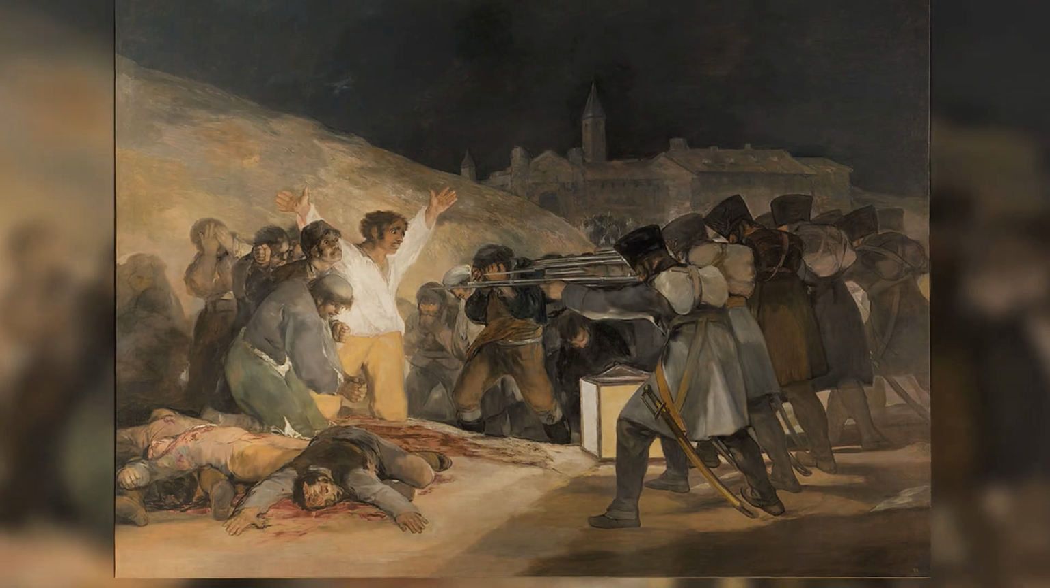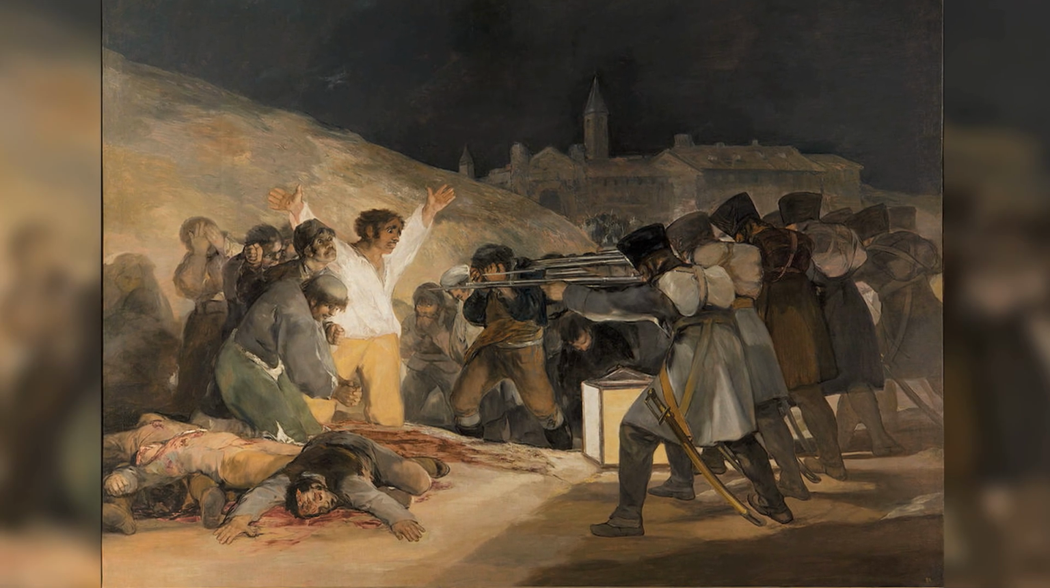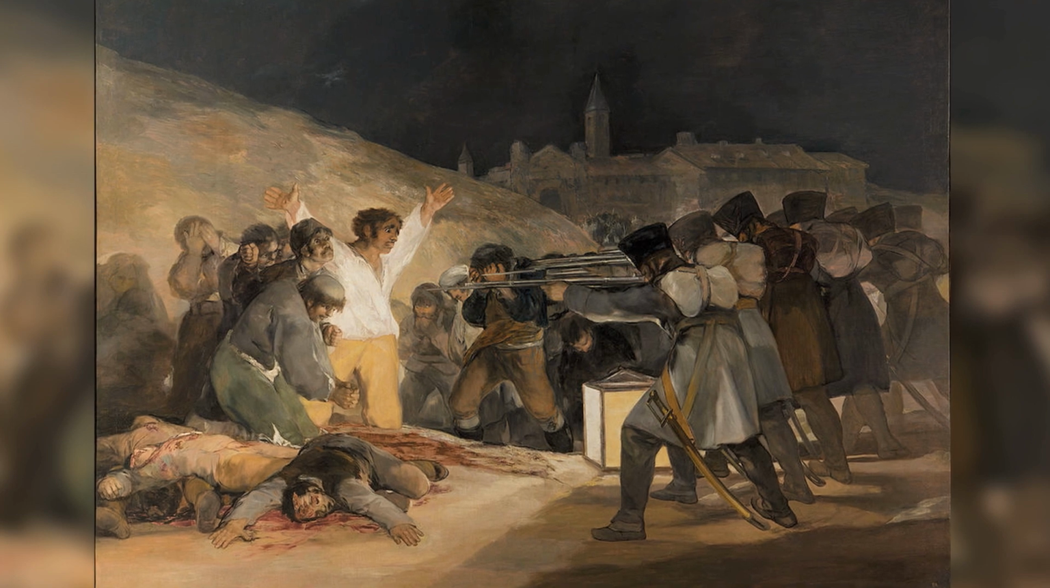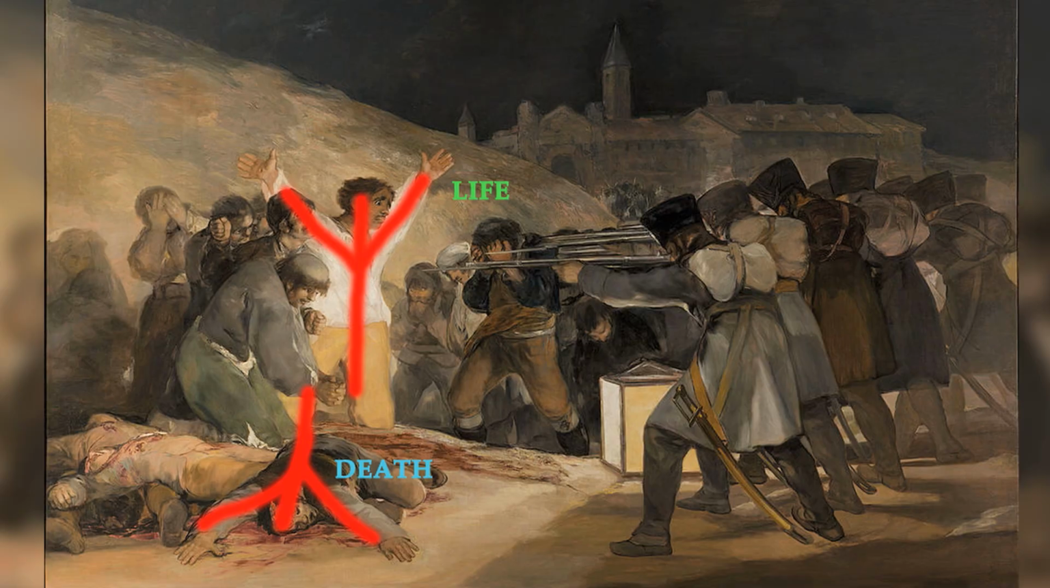When we look at Goya's painting 3 de Mayo in Madrid, the first thing that becomes evident, apart from the general ambience of terror, anguish and death, is that the person who is about to be executed has his hands up and not down. Why then were the hands drawn down in the symbol? The answer is very simple.